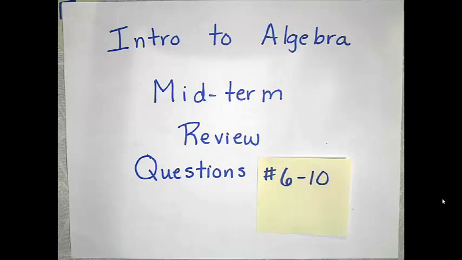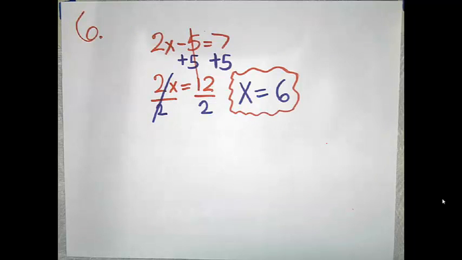Intro to Algebra Midterm Review, questions 6 through 10. This is problem 6. 2x minus 5 equals 7. You have to add 5 to both sides. Then you get 2x equals 12. Then you divide 2 on each side. And x equals 6.